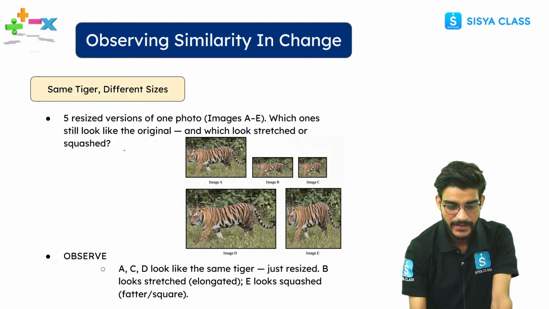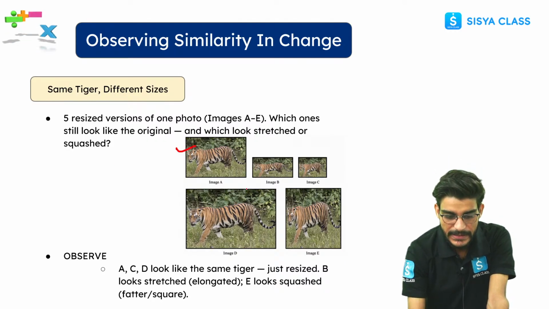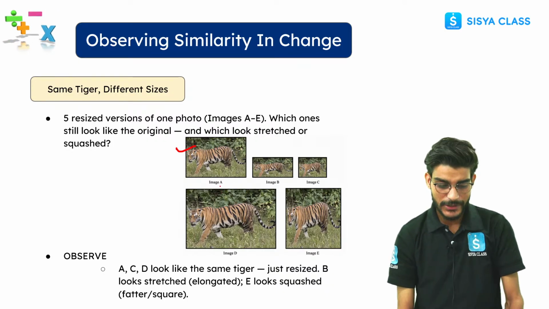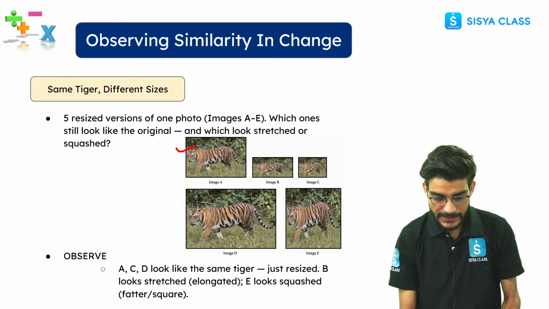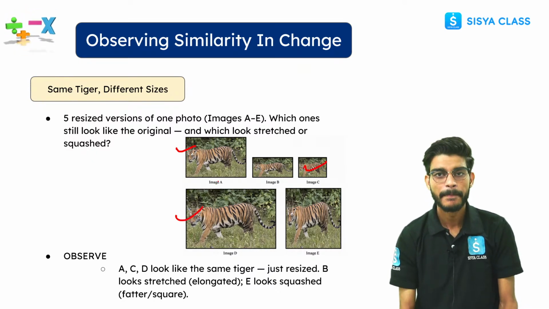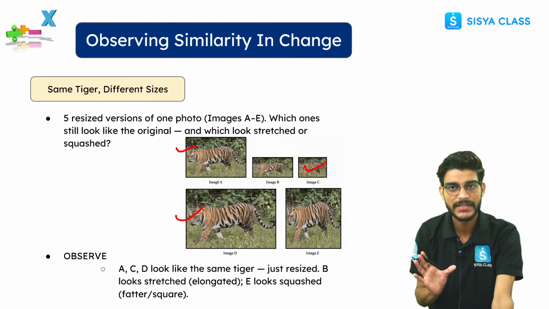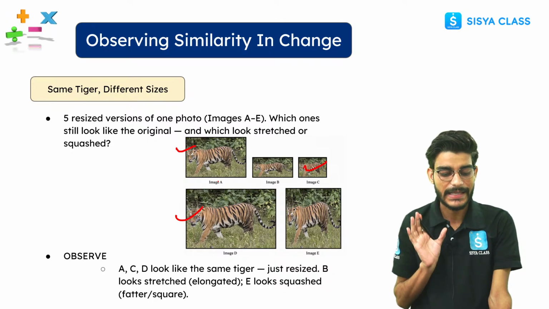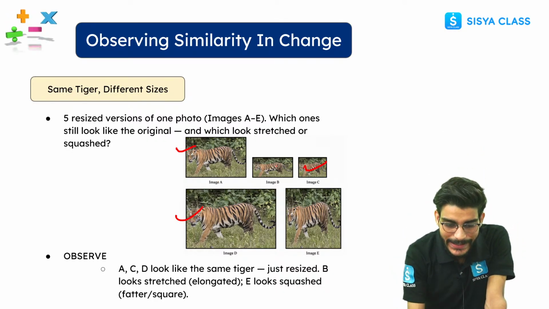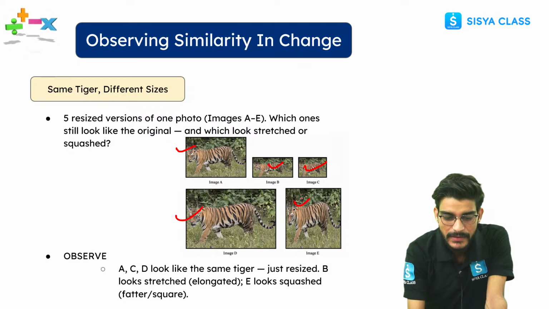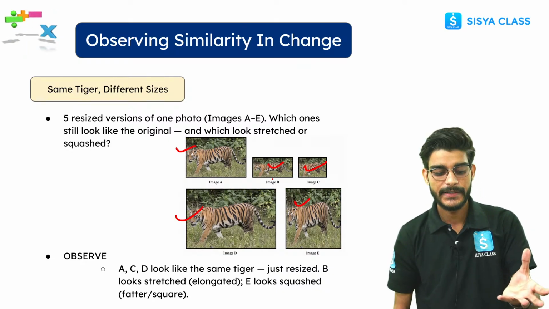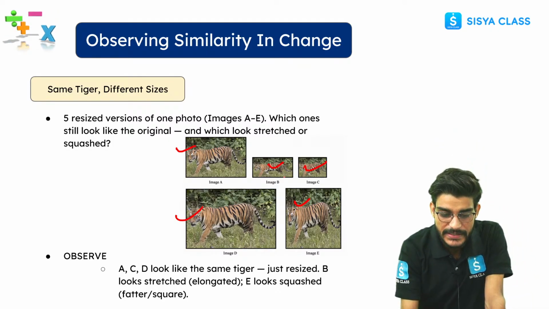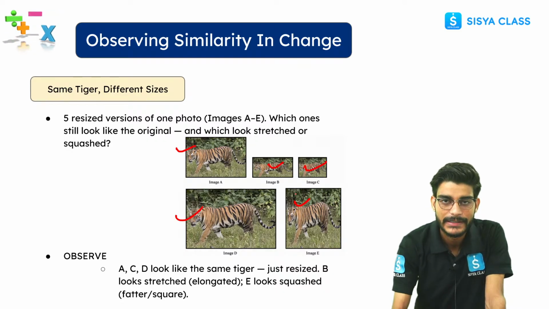See all the figures of the tiger here: images A, B, C, D, and E. What are you observing? If you see images A, C and D, there is a difference of size only, right? Their width and height ratio are the same, but there is a size difference, that's it. But if you look at image B and image E, there is a change in proportionality, right? The height and width change in image B, and in image E also.